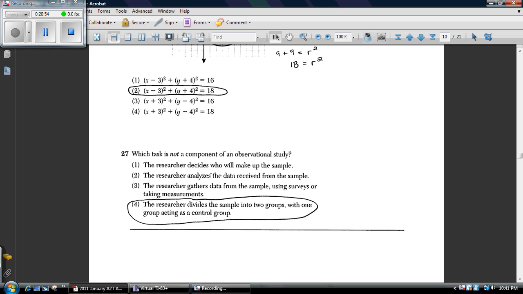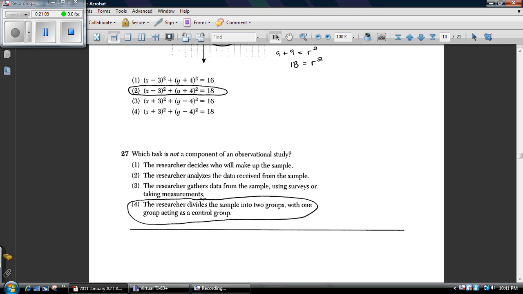Yeah, no, you can do that. The researcher analyzes data received from the sample. Yep. The researcher gathers data from the sample using surveys or taking measurements. Yep, that's observational. You're observing, right?